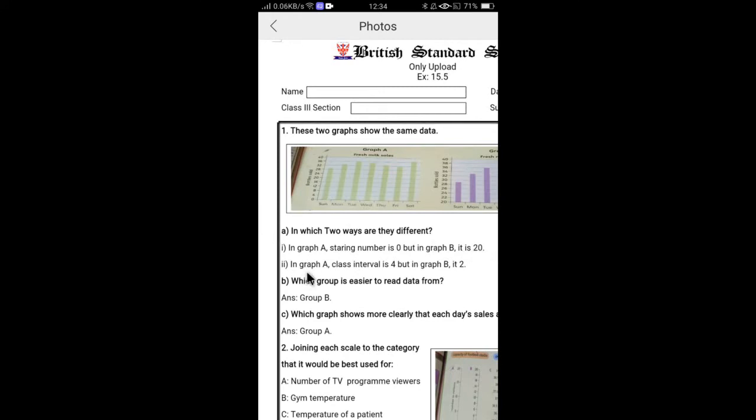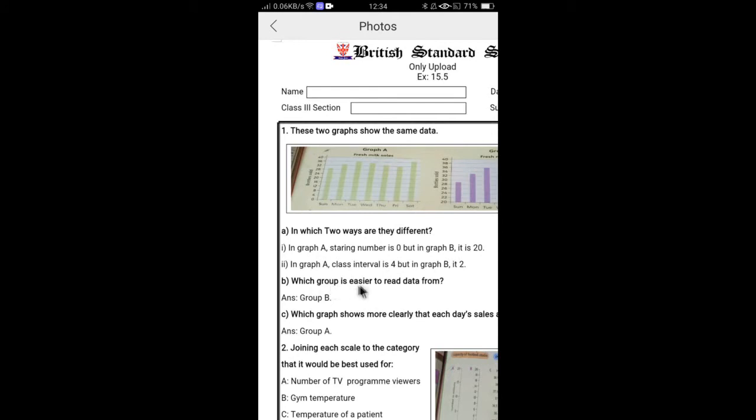Second, we can say that in graph A, the class interval, meaning the difference between each number, is 4, whereas in graph B it is 2. These types of sentences you can make your own. It's not that you have to copy mine. You can write it your own way, but it must be related to these questions and the answers.